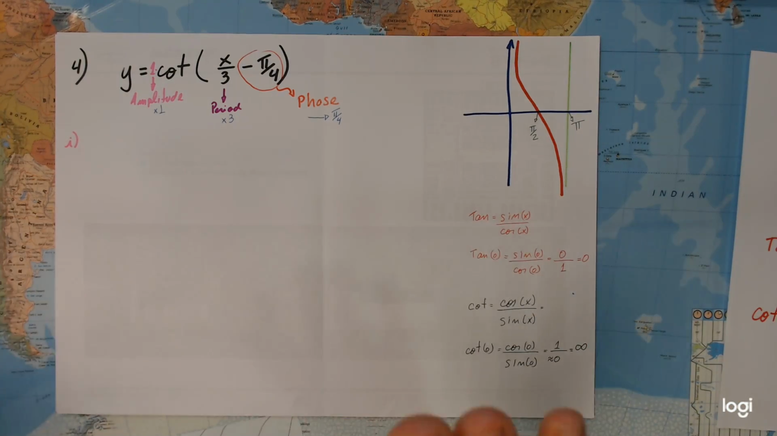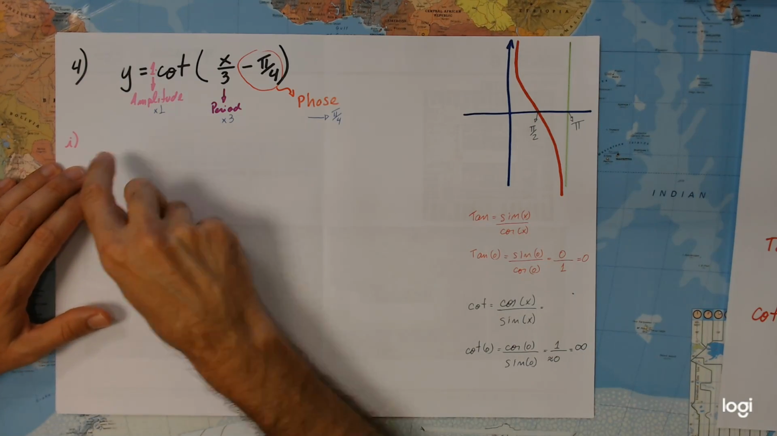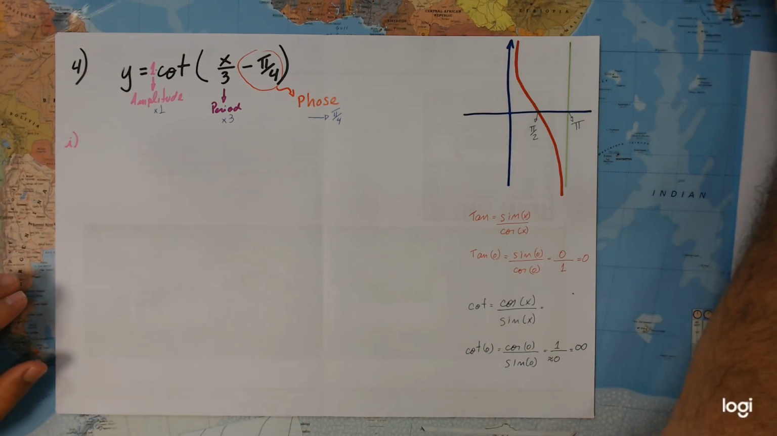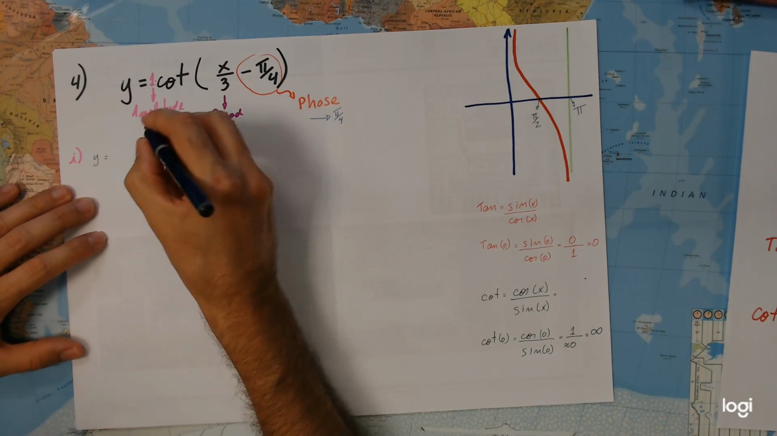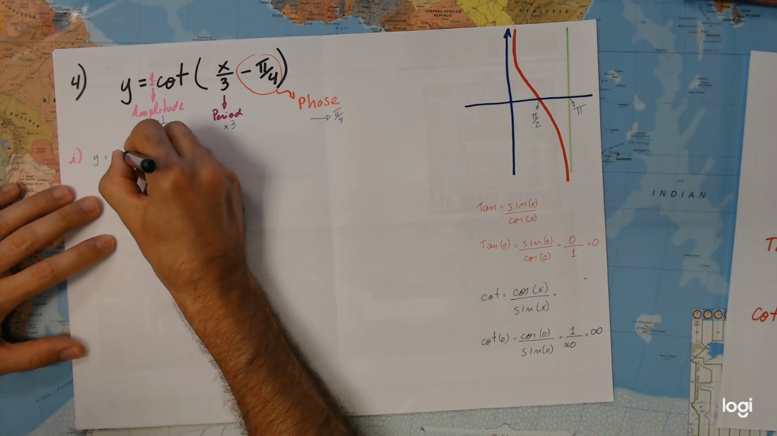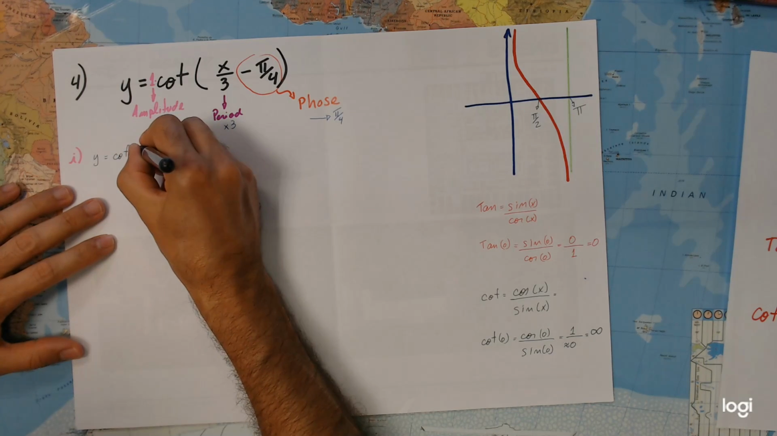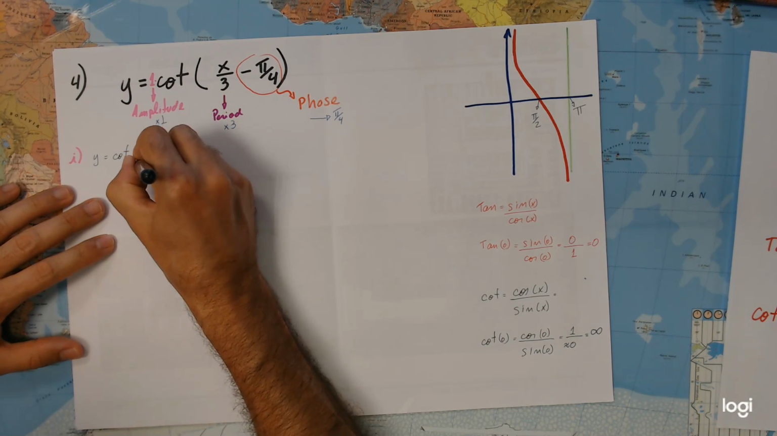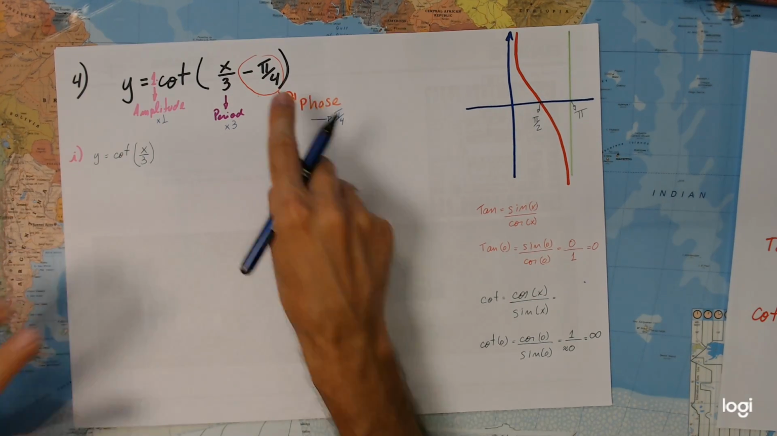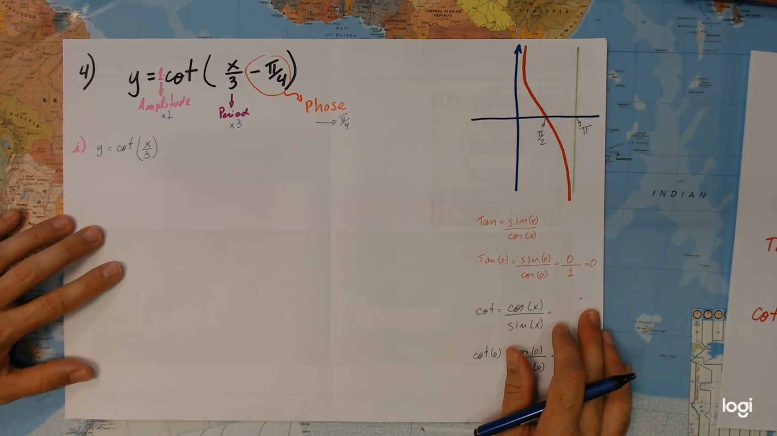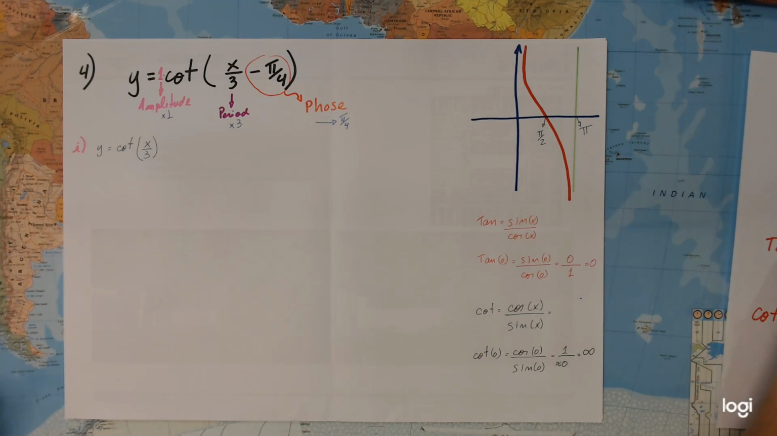So for the first case, I'm going to consider only this. Y is going to be the cotangent of x over 3. Just that. We are not dealing with any phase shifts yet. Okay? Now, how are we going to draw this?